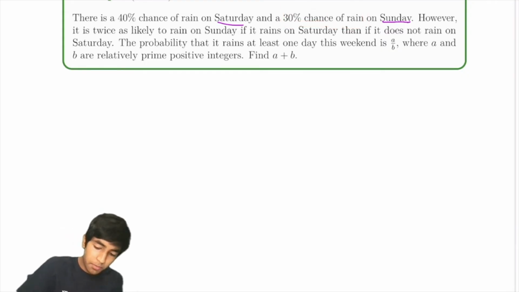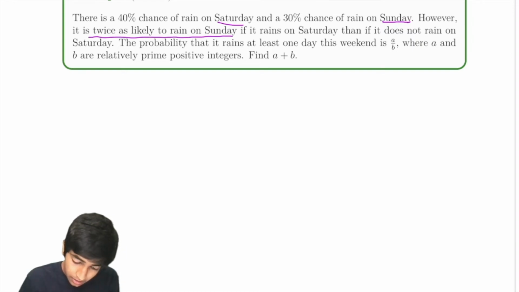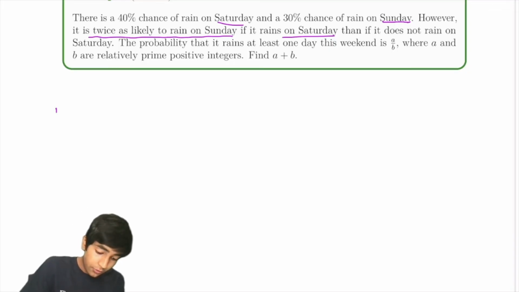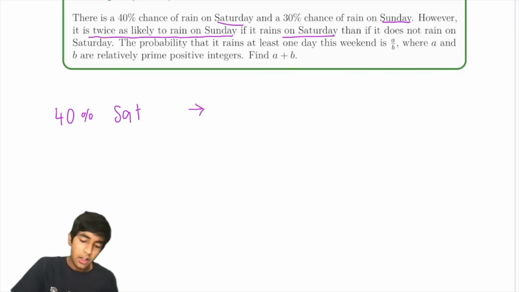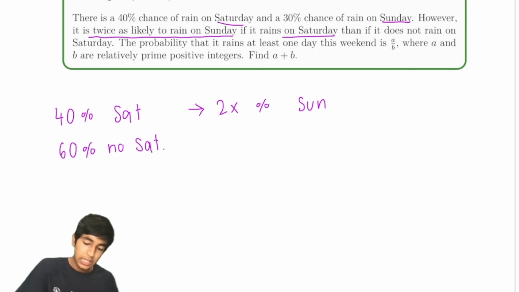So let's essentially take the condition we were given. It is twice as likely to rain on Sunday if it rains on Saturday than if it does not rain on Saturday. So in the 40% chance it does rain on Saturday, there's going to be a twice as likely chance of raining on Sunday. So let's say a 2x% chance on Sunday. And a 60% chance it does not rain on Saturday, so no Saturday rain. Then there's going to be just an x% chance of rain on Sunday.